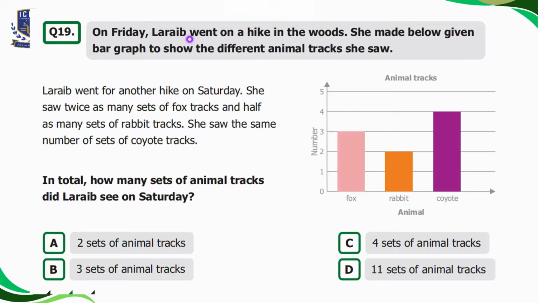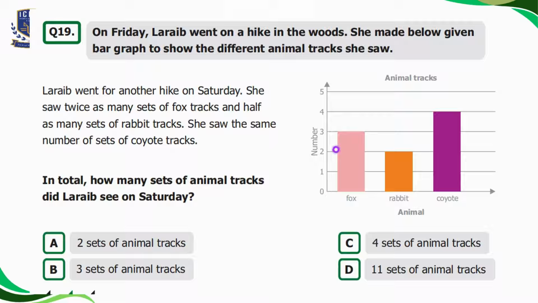Question number 19. On Friday, Lara went on a hike in the woods. She made the below given bar graph to show the different animal tracks she saw. Lara went for another hike on Saturday. She saw twice as many sets of fox tracks and half as many sets of rabbit tracks. She saw the same number of sets of coyote tracks. In total, how many sets of animal tracks did Lara see on Saturday? Option A is 2 sets of animal tracks, option B is 3 sets, option C is 4 sets, and option D is 11 sets of animal tracks.